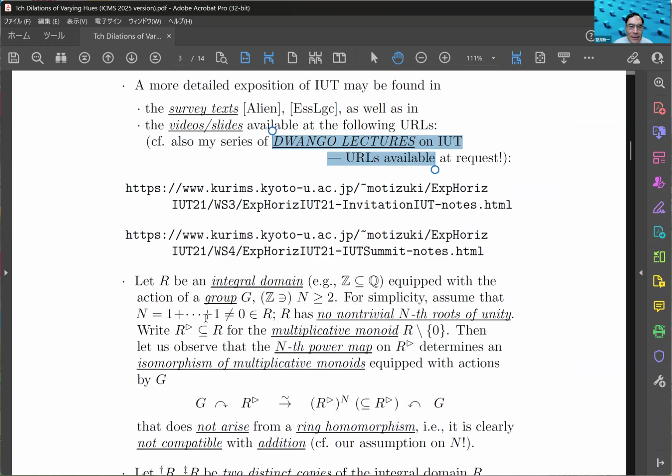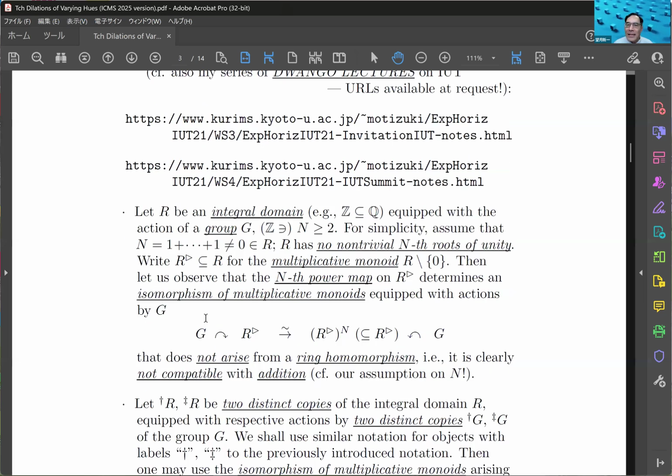So right, the main idea. Again, I don't want to give a detailed explanation of all aspects of IUT, and I certainly don't have the time to do this, but I want to explain the main idea, and that is the following. One starts with an integral domain R, such as, for instance, the ring Z of rational integers, equipped with the action of a group G, and a positive integer n greater than or equal to 2. For simplicity, we assume that the element corresponding to this integer n is non-zero in R, and that R has no non-trivial nth roots of unity.